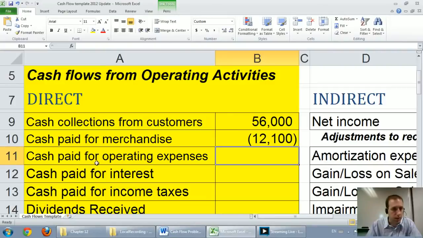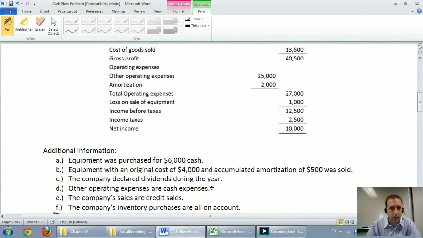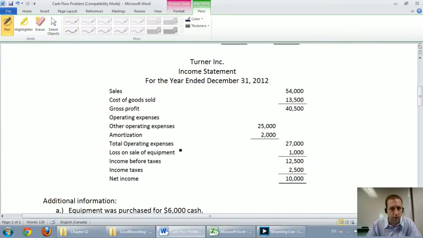Okay, the next one down, cash paid for operating expenses. Again, I look up to the question, I look for operating expenses. I see other operating expenses and amortization. The total operating expenses is 27 grand. Now, if you've done one of these before, you'll know amortization is not a cash expense. If you think about all the operating expenses of a company, like paying salaries, yes, I pay my employees cash. When I pay to keep the lights on, the utilities bill, I pay cash to the company. I might write them a check, I might pay on the internet or whatever, but it's cash that's changing hands. It's money changing hands.